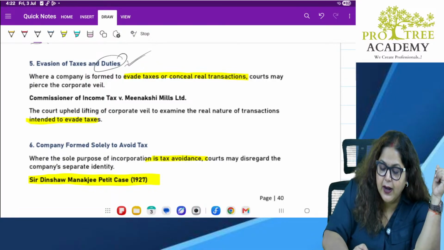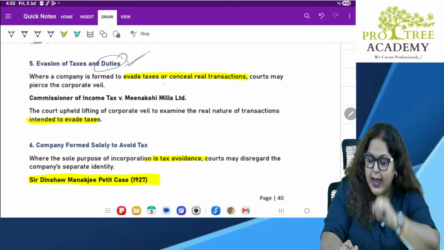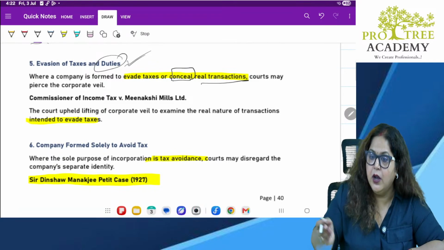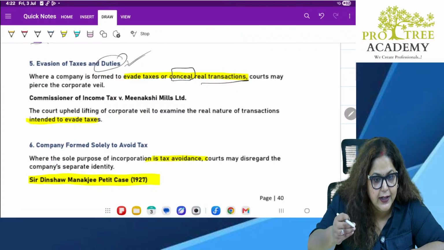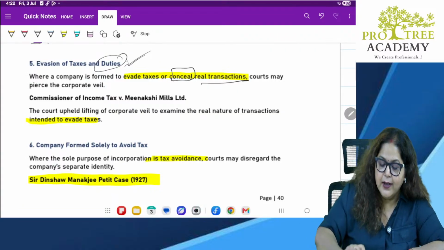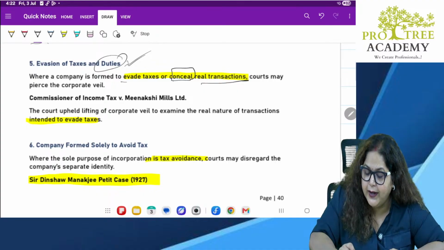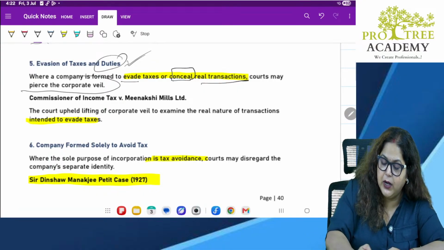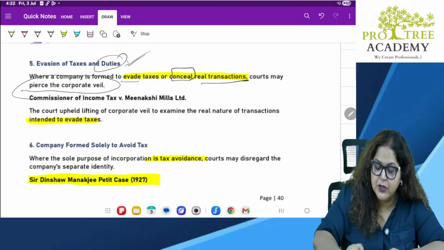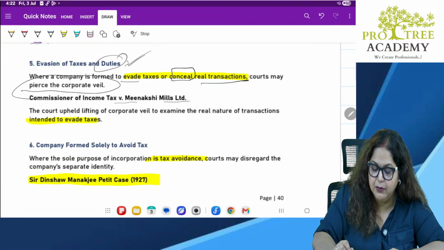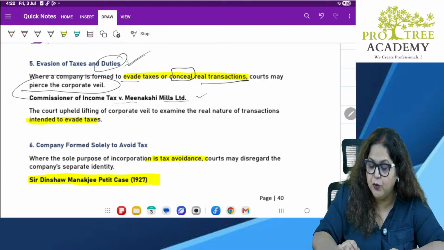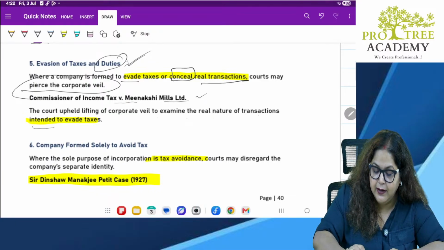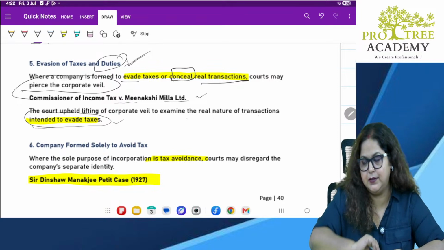So where a company is formed to evade taxes or conceal, that is, hide the real transaction. To avoid the tax, what are they doing? They are hiding the real transaction. So if any company is formed to avoid taxes or hide the real transaction, the court may pierce the corporate veil. And in Commissioner of Income Tax versus Meenakshi Mills Limited, the court upheld lifting of the corporate veil to examine the real nature of the transactions intended to evade taxes.